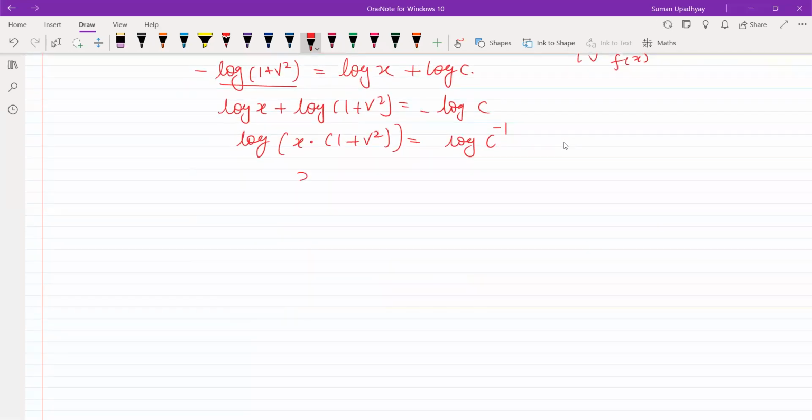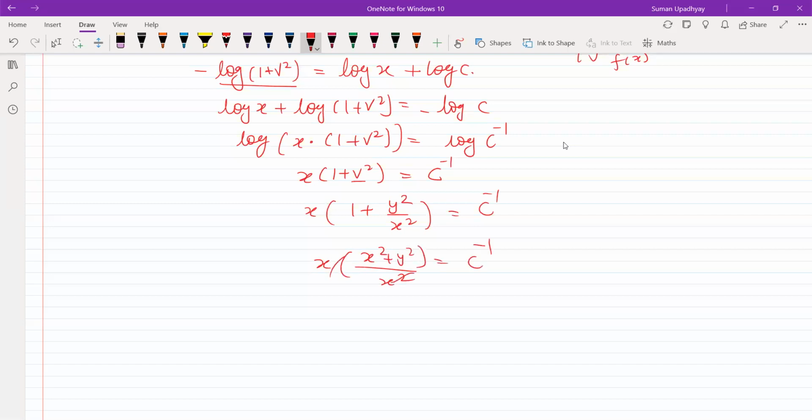Okay, now take antilog on both the sides. I'll get x into 1 plus v square is equals to c raised to minus 1. Now you substitute in place of v. So what I will get, in place of v, I can write y by x. Then x into x square plus y square upon x square. So one x will get cancelled, and we'll get x square plus y square upon x is equals to c raised to minus 1.